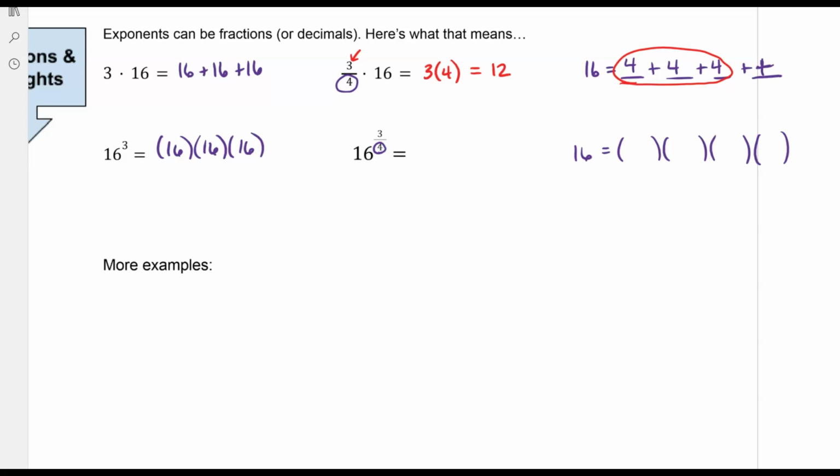4 is too big, because when I added 4 times, I got 16. Let's try a smaller number. Let's try 2. 2 times 2 is 4, 4 times 2 is 8, and 8 times 2 is 16. Now I don't want all 4 of those factors. I want 3 of the 4 factors. So I'll take these 3. Since they're factors, I can write them 2 to the 3rd power, or I can multiply it out and get 8. So 16 to the 3/4 power is 8.